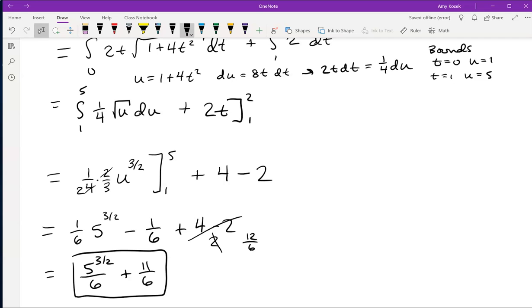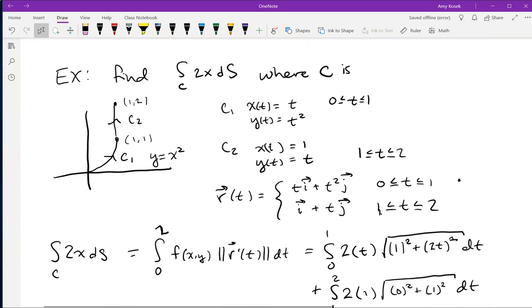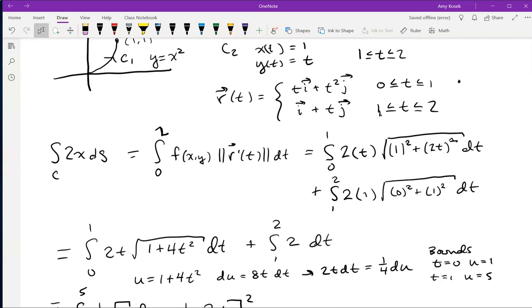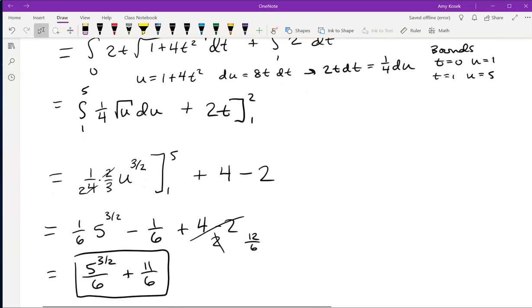So in this one, the big takeaway is that we needed to do a couple different things, where first we needed to create our parameterization, our piecewise smooth parameterization of our curve. And then in order to integrate over that parameterization, we had to split it up into the 2 integrals over those different piecewise smooth pieces.